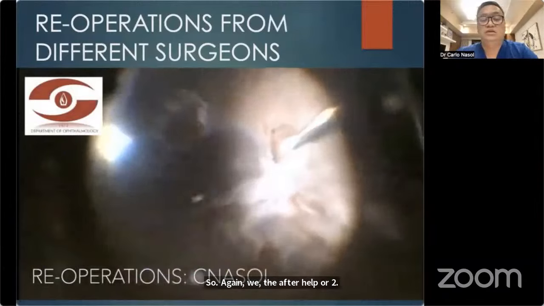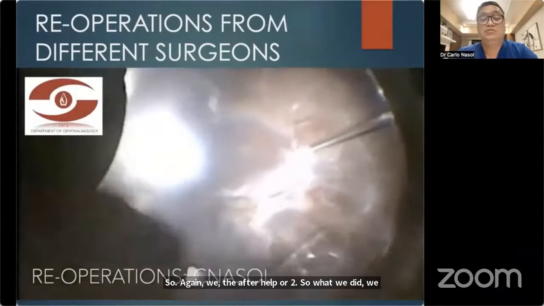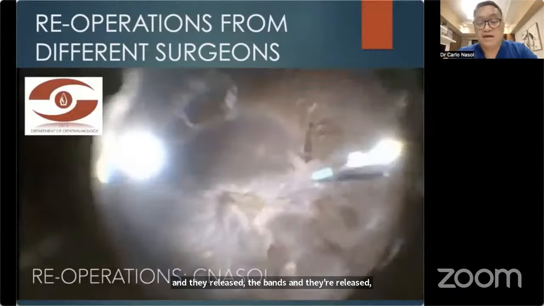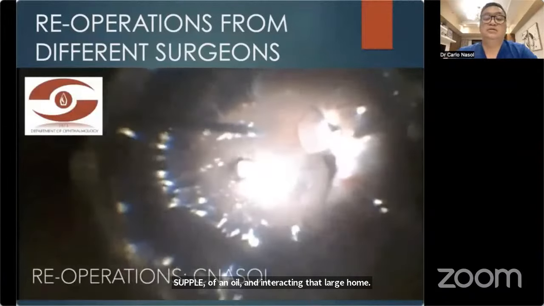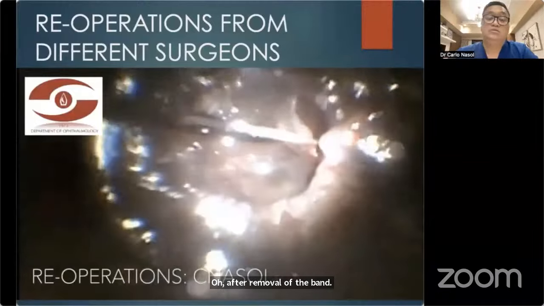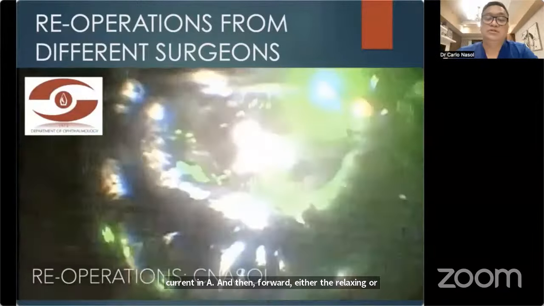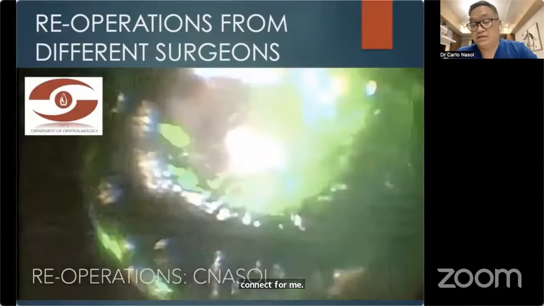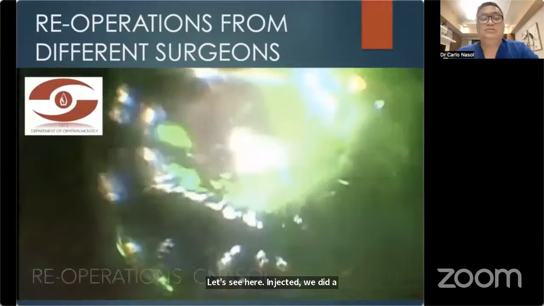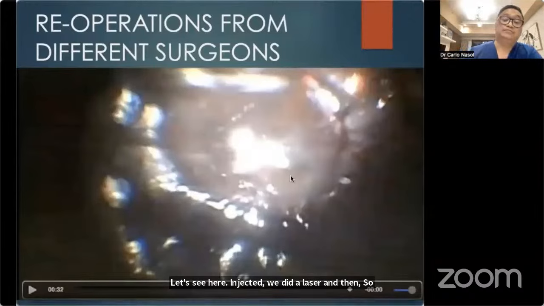So what we did, we removed the silicone oil, tried to release all the bands, and then released the subretinal silicone oil that's been trapped in that large hole. So after removal of the bands, we did an air fluid change. There was a little bit of shortening. And then afterward, we did the relaxing retinectomy, as you can see here. We did a laser and then injected silicone oil. So re-ops is one of the things that we really do get.